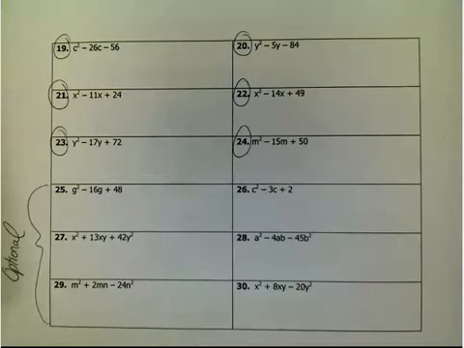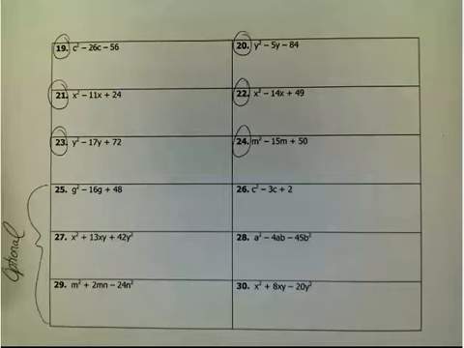On the back side, I would like for you to do 19 through 24 and then bring those to class to be checked. And then 25 through 30 are optional. Obviously, the more practice you do, the better you're going to be at the skill. So we'll have the answers for 25 to 30 as well.